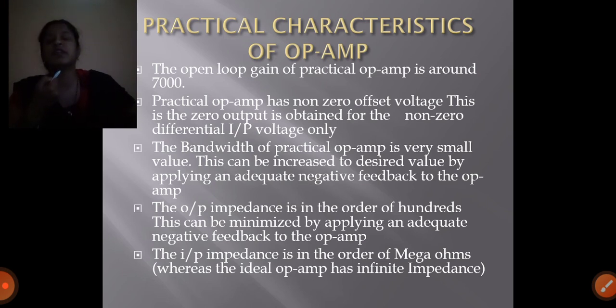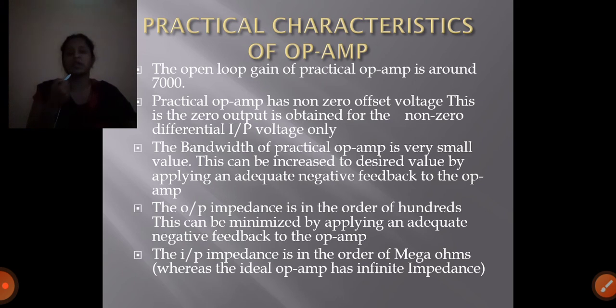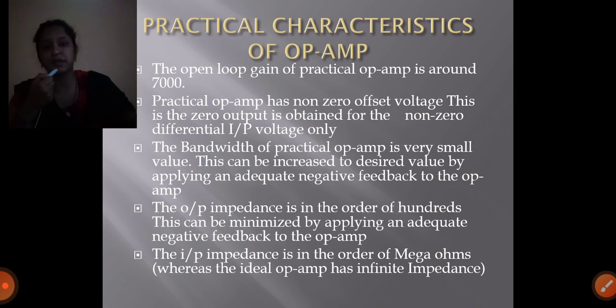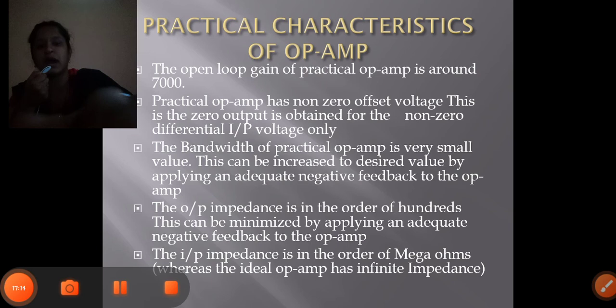The bandwidth of the practical one is very low. With negative feedback applied to the operational amplifier, we can get high bandwidth, and the output impedance, which is around the hundreds, we can minimize. Why? Because with high current and voltage, applying negative feedback, we can minimize the resistance value. The input impedance is in the order of megaohms. Obviously in the ideal characteristics of an op amp it is very high, that's why they have mentioned megaohms.